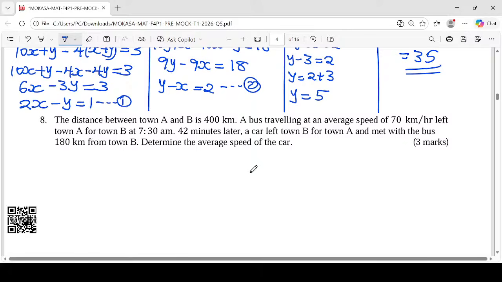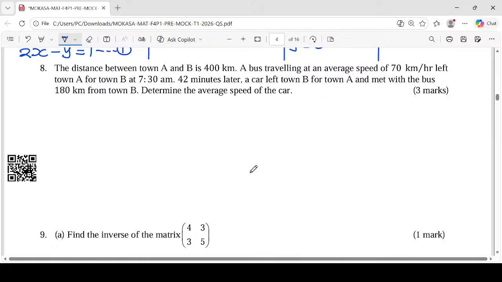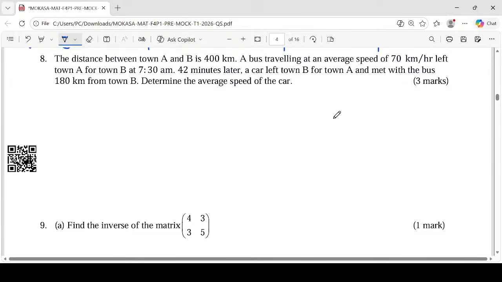Let's look at question number 8 of this wonderful discussion.